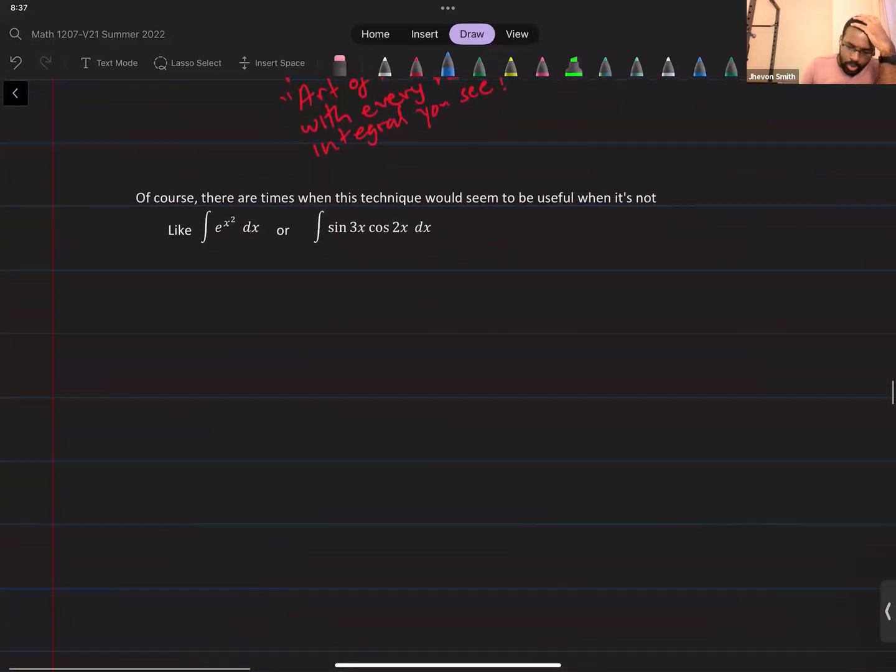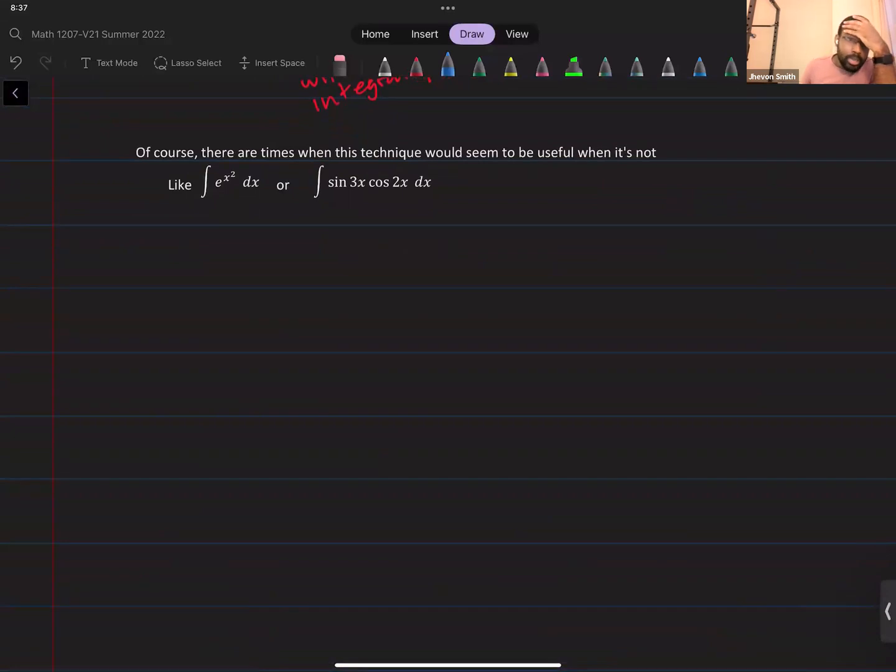Now, there are times when it might seem like a technique like this would work, but it won't work. So for this one, it's impossible. No general antiderivative.